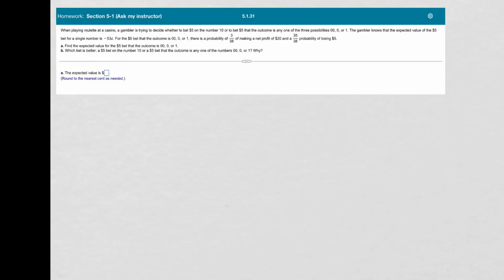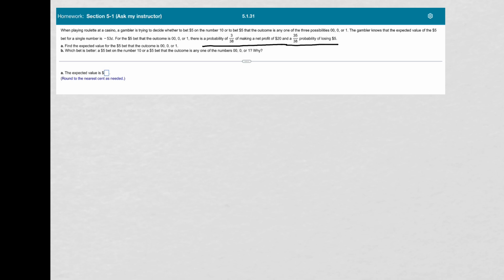In this problem, it says that when playing roulette at a casino, a gambler is trying to decide whether to bet $5 on the number 10 or to bet $5 that the outcome is any one of the three possibilities, 00, 0, or 1. The gambler knows that the expected value of the $5 bet for a single number is negative 53 cents. For the $5 bet that the outcome is 00, 0, or 1, there is a probability of 3 over 38 of making a net profit of $20 and a 35 over 38 probability of losing $5.